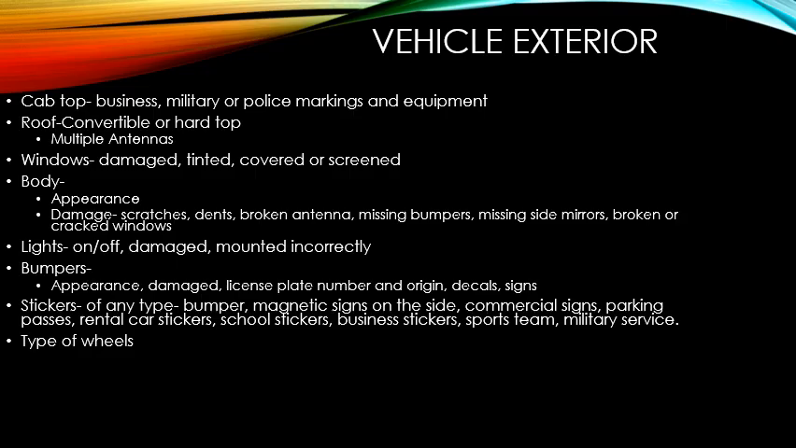So vehicle exterior. The cab top, business, military, or police markings and equipment, or nothing. Roof, is it convertible or hardtop? And does it have multiple antennas? Your windows, damaged, tinted, covered, or screened. The body of the car, its general appearance, and any damage, scratches, dents, broken antennas, missing bumpers, missing side mirrors, broken or cracked windows. The lights around the vehicle, on or off, damaged, mounted incorrectly.